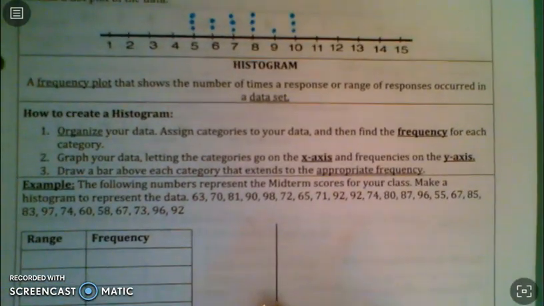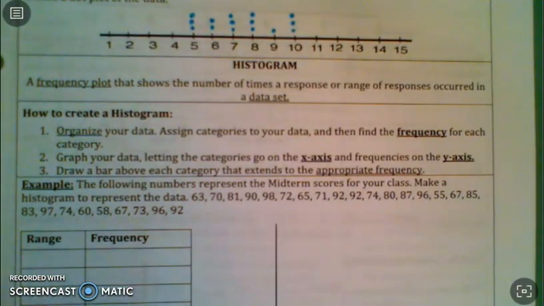Next, we have a histogram. A histogram is a frequency plot that shows the number of times a response or range of responses occurred in a data set. So first, you need to organize your data, assign categories to your data, and then find the frequency for each one. We do that by tallying it and then counting them up. Then you need to graph your data, putting the categories on the x-axis and frequencies on the y-axis. And then you're going to draw a bar above each category that extends to the appropriate frequency.